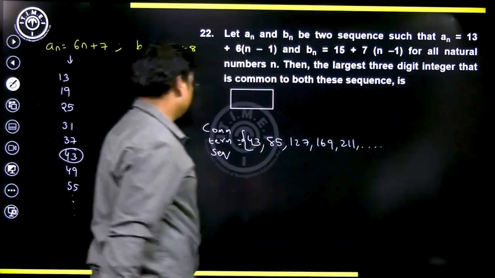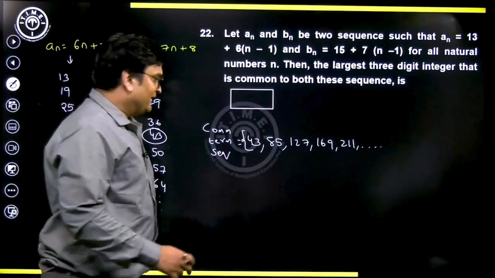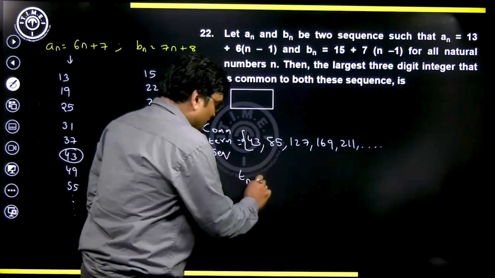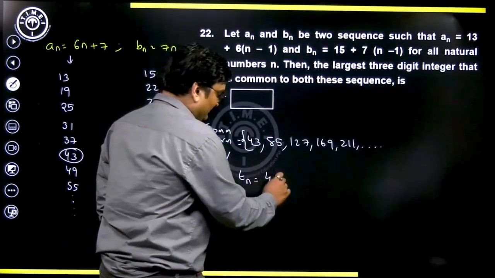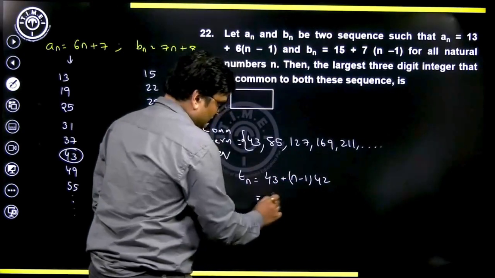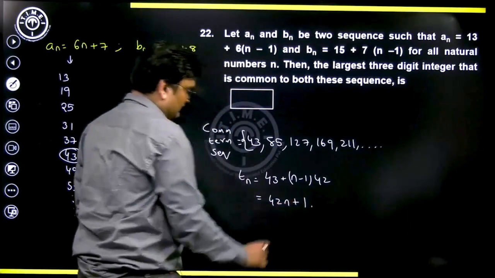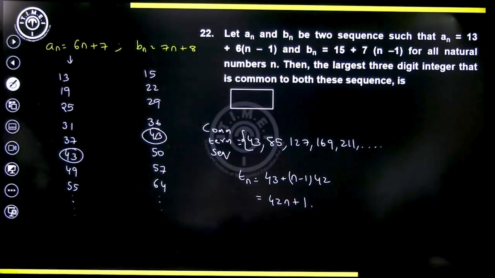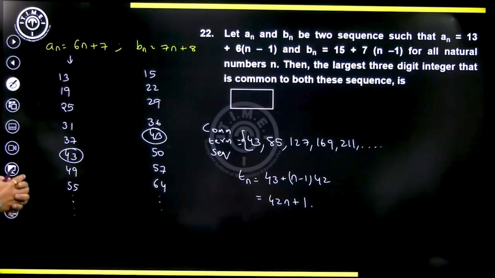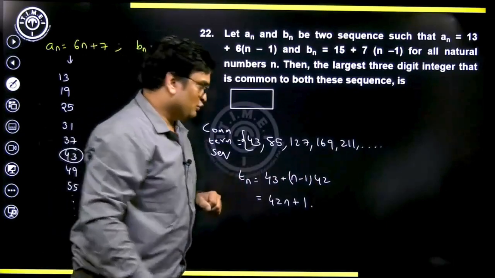Just to continue, in this common term sequence, can we find the nth term? What is the nth term going to be? This is going to be a plus n minus 1 into the common difference 42. So this is going to be 42n plus 1. This is how our nth term would look. I hope we are clear with why we took the common difference as 42 here.